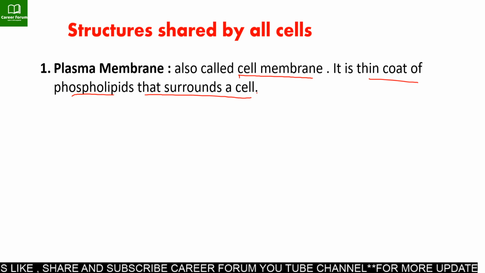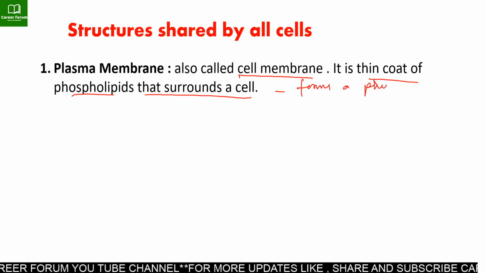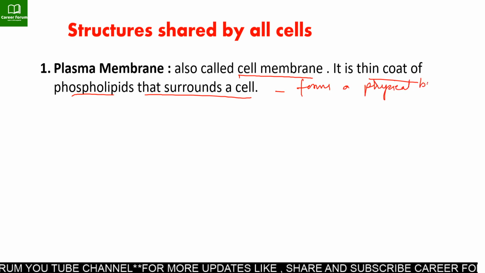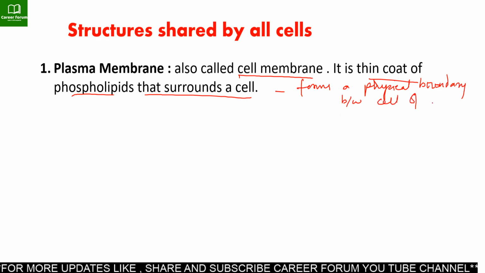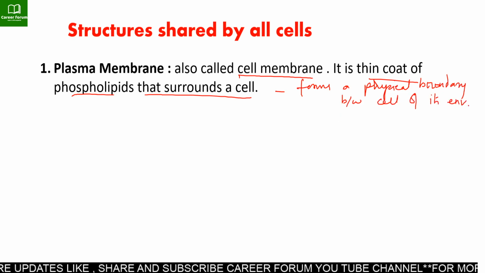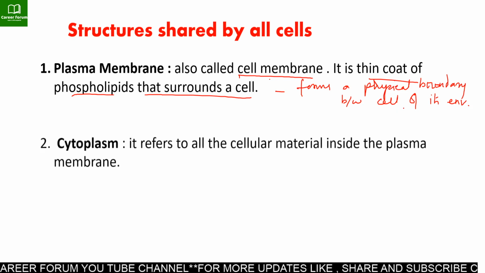Be specific with it. So you have to remember, basically it forms a physical boundary. I can say the cell membrane forms a physical boundary between the cell and its environment. Clear? So you have to be specific with this. Plasma membrane is also called cell membrane. It is a thin coat of phospholipids that surrounds a cell, and it forms a physical boundary between the cell and its environment.